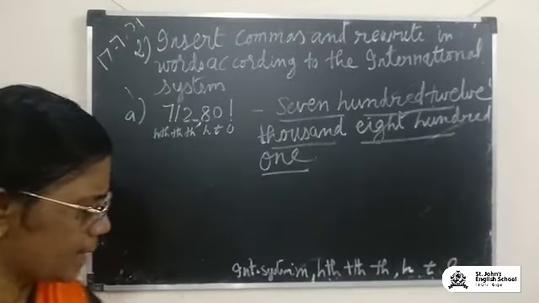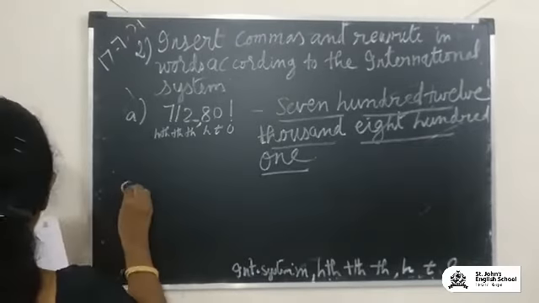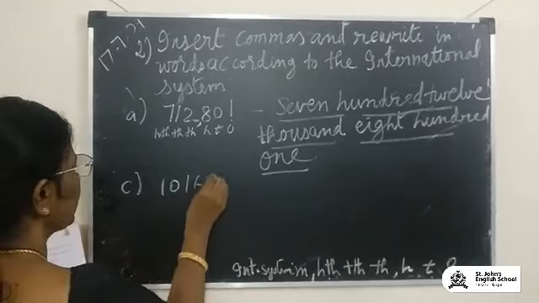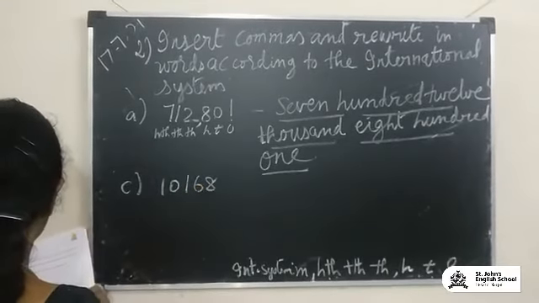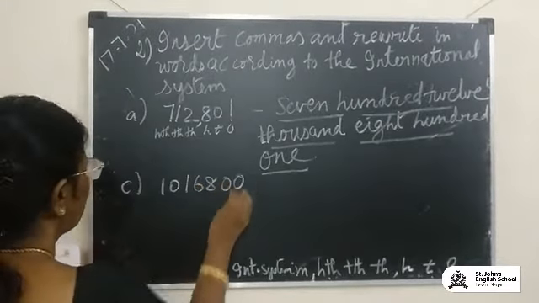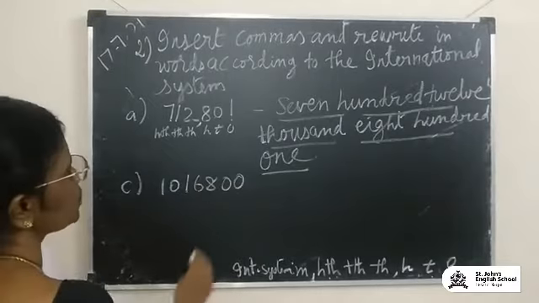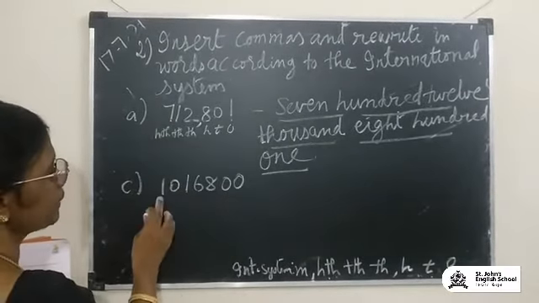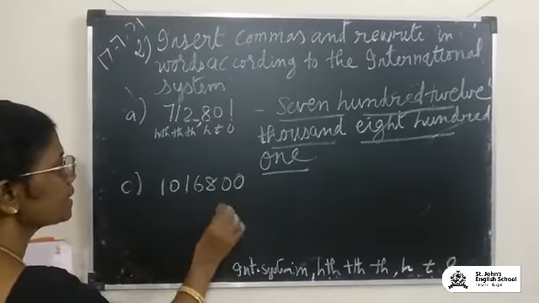I'll do one more sum where you will have more digits. I'll read this number. C sum: 1016800. I think B sum you can do as homework, already we have done it. Now if you see, that was only 6 digits, but here it will be 7 digits. So again, first of all insert the commas.